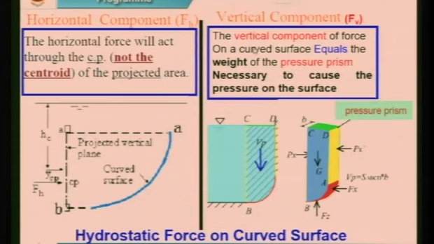Okay, so you have understood that as far as the curved surface is concerned, we are going to get two components. One component is along the horizontal direction and the other component, which I am going to talk about now, is the vertical. You can see the vertical component of force on a curved surface equals the weight of the pressure prism necessary to cause the pressure on the surface.